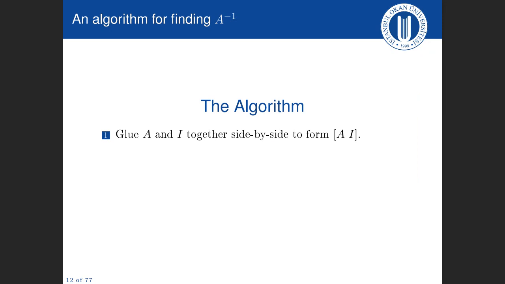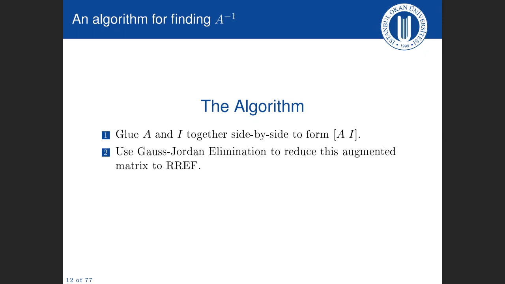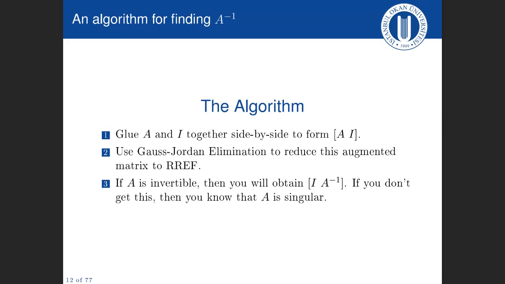The first thing we're going to do, step one, if we're trying to find the inverse of A, is we're going to glue A and I together side by side to form the augmented matrix where A is on the left and I is on the right. Step two, we're going to use Gauss-Jordan elimination to reduce this augmented matrix to reduced row echelon form. And then by the theorem, if A is invertible, then what we're going to obtain is an augmented matrix with I on the left and A inverse on the right. If we don't get this, then we know that A is singular.